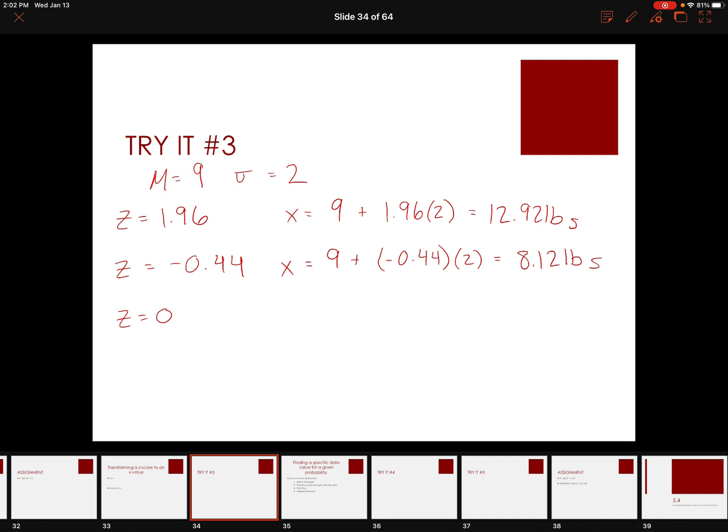And the last one I could solve, but I could also know that if my z is 0, then that is going to be my mean, because that's where my graph is cut in half at the mean. But if you didn't remember that, you could plug it in, and you get 9 pounds, which is the mean. So the z-score of 1.96 corresponds to 12.92 pounds. The z-score of negative 0.44 corresponds with 8.12 pounds, and the z-score of 0 corresponds with 9 pounds.